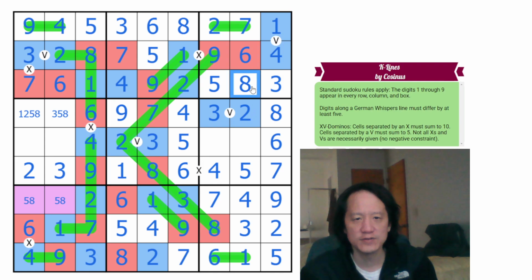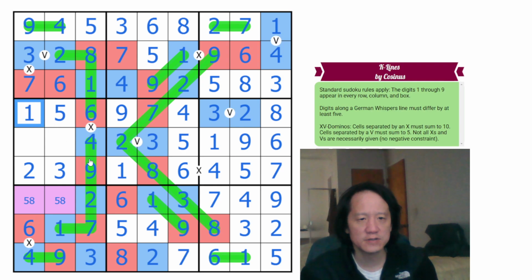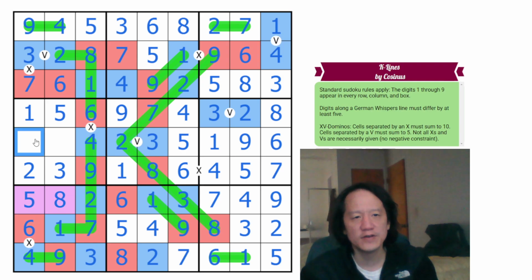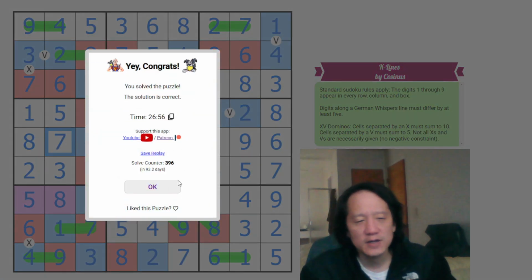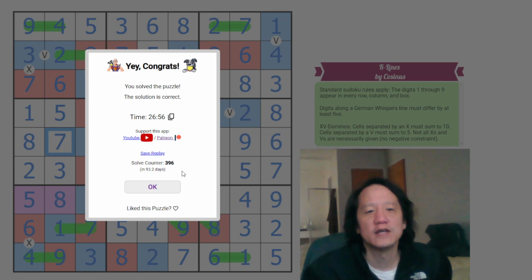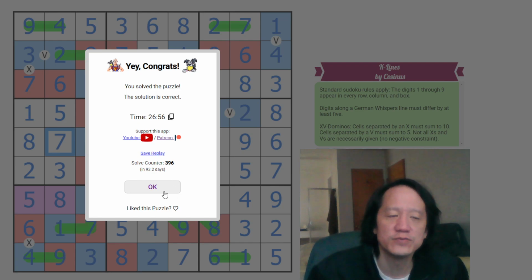So this is 5, this is 8. This has to be 9, and this has to be 1. This can't be 3 or 8, so it must be 5. This has to be 1, because it can't be 2, 5, or 8. This can't be 5, so that's 8, which makes this a 5. This has to be an 8, and this has to be a 7. And that's a solution. And that's how you solve a Sudoku.